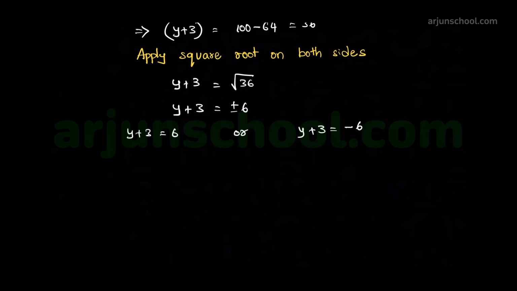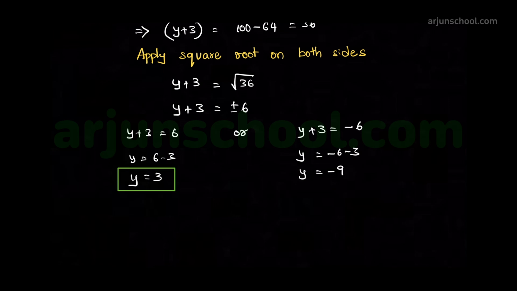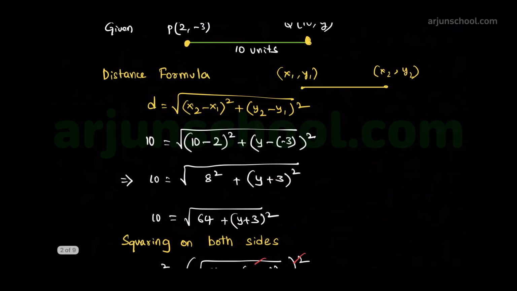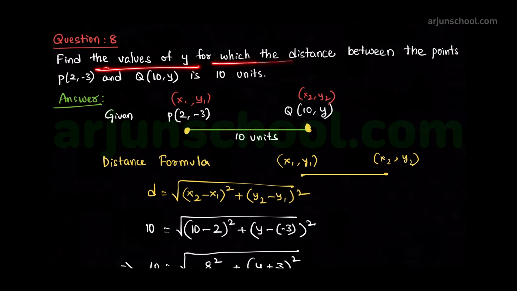Now let us find the y values. Send plus 3 to the right hand side. y is equal to 6 minus 3, that is equal to 3. Send plus 3 to the right hand side. y is equal to minus 6 minus 3, y is equal to minus 9. So the solutions are y is equal to 3 or y is equal to minus 9. Therefore, the values of y for which the distance between the 2 points is 10 units are minus 9 and 3.